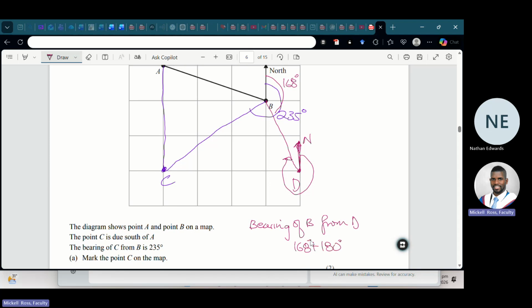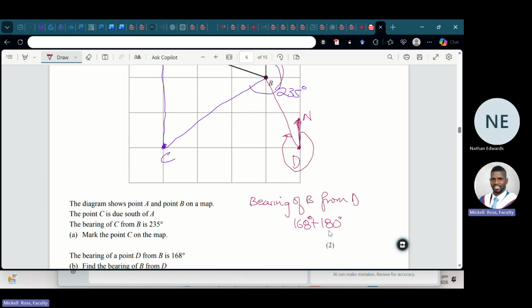So once the first bearing is less than 180, you have to add 180. So that bearing is going to be equal to 348 degrees. Okay. So if the bearing is less than 180, add 180. If it is greater than 180, you subtract 180.